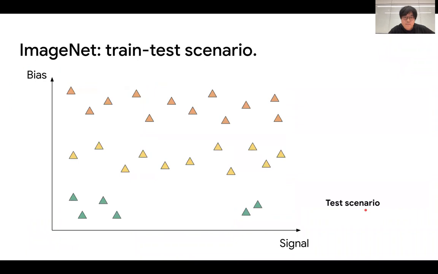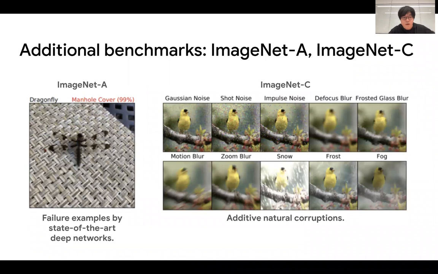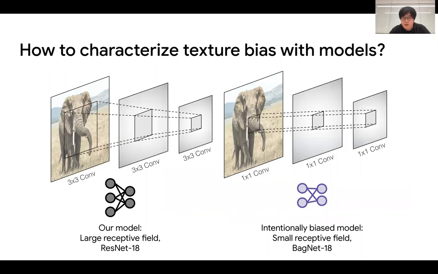Additional benchmarks to support our method are ImageNet-A and ImageNet-C. ImageNet-A consists of failure examples of state-of-the-art deep networks, which are quite difficult examples. ImageNet-C is a benchmark to measure robustness against natural corruption. It just adds additive natural corruptions like this. And again, the model is characterized by this receptive field again.